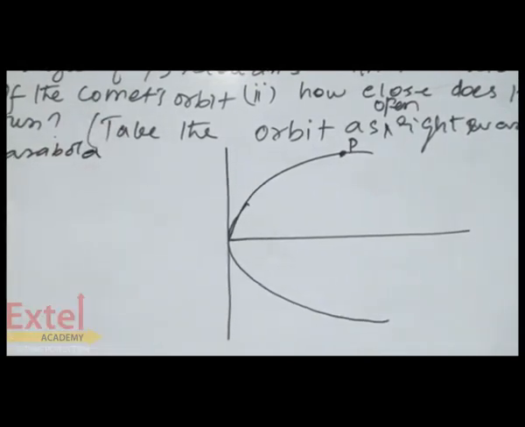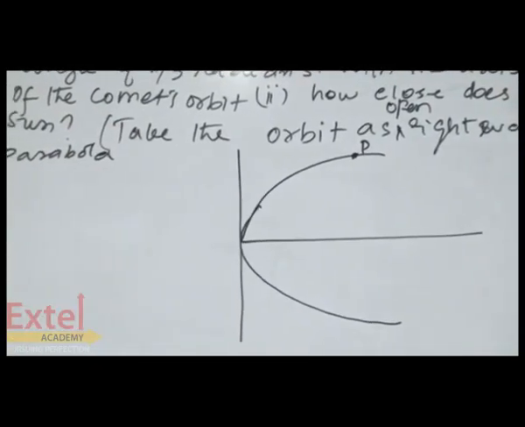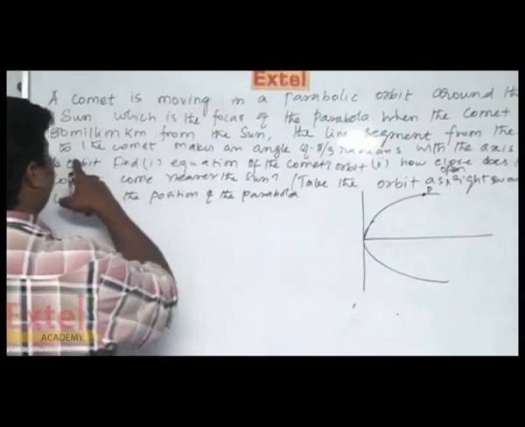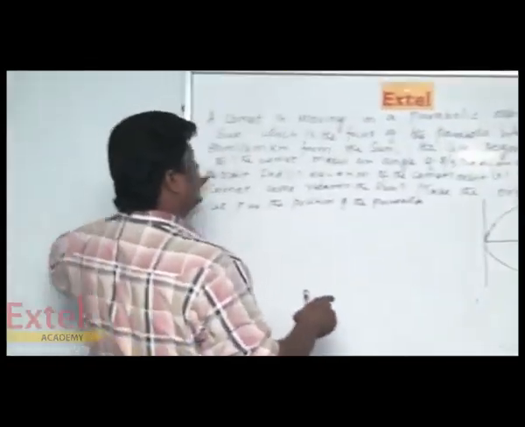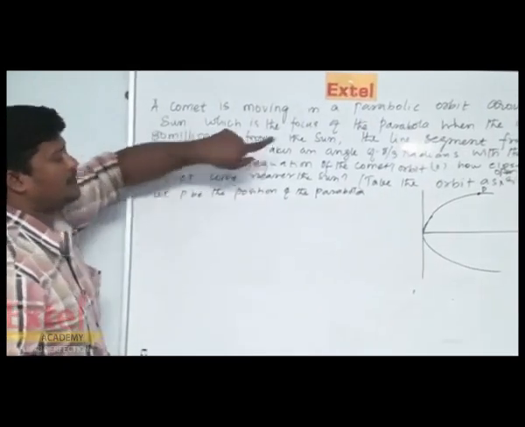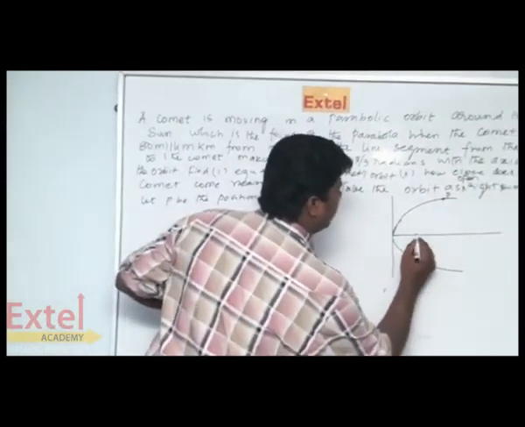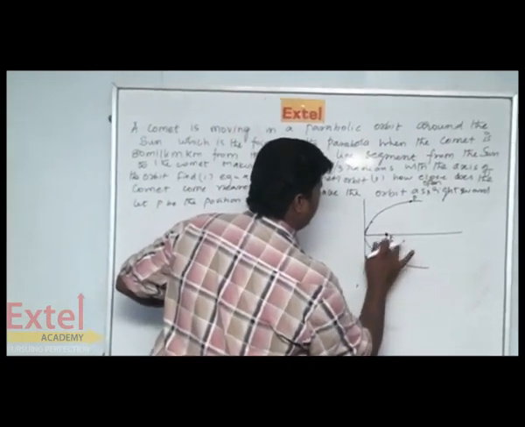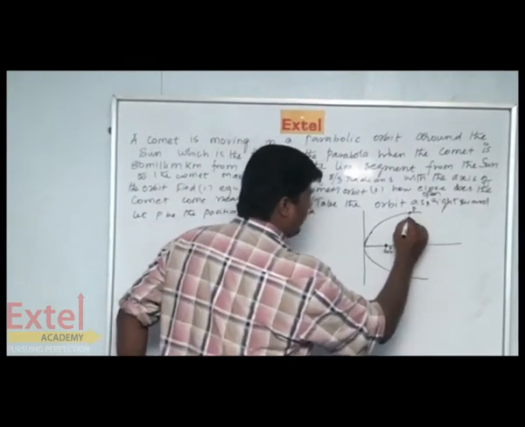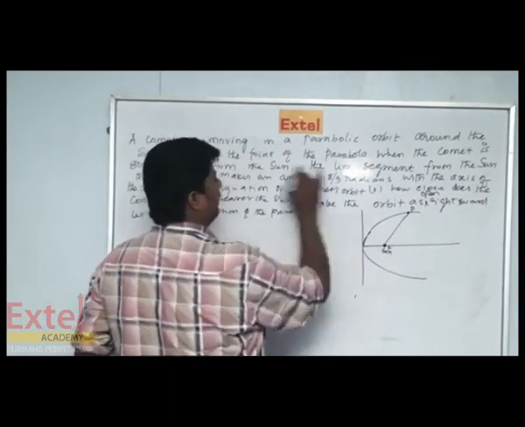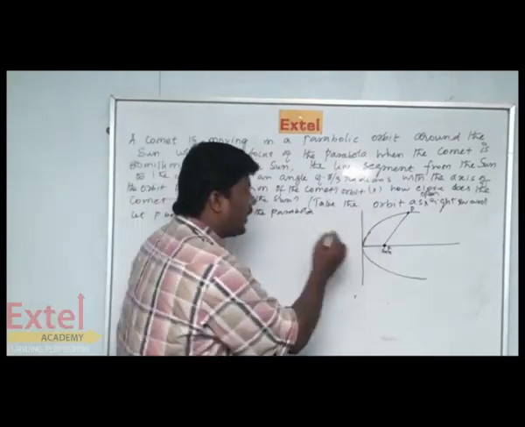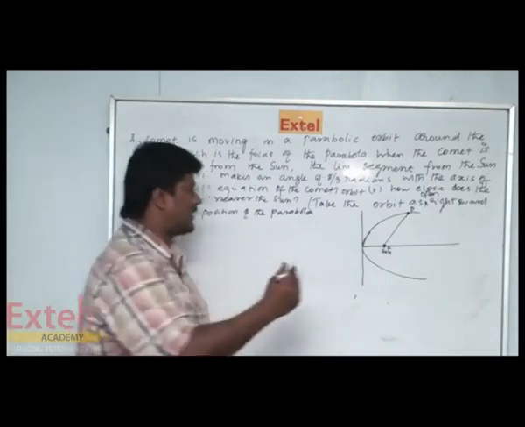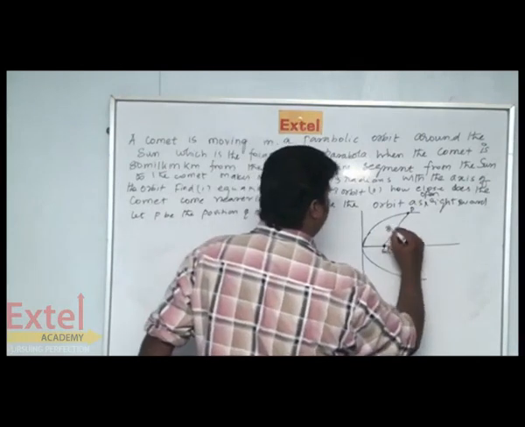It is given that the comet is moving around the sun, which is the focus of the parabola. So let us take the focus as F. The sun is the focus in your problem. Therefore the distance between the sun and the comet is 80 million kilometers, so we will put 80.